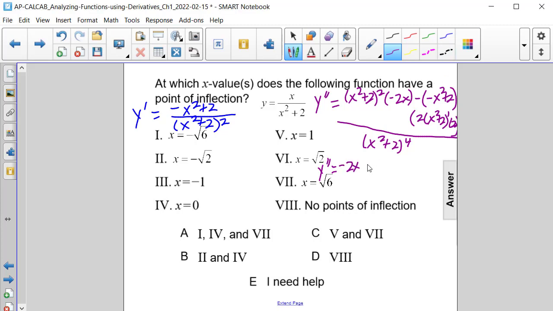We can rewrite this as y double prime is equal to negative 2x times x squared plus 2 to the second, minus 4x, because 2 times 2x is 4x, and then we're going to have two factors here. We're going to have negative x squared plus 2, and we're going to have x squared plus 2 also, all over x squared plus 2 to the fourth. Well, all of these terms have at least one x squared plus 2. So this 2 becomes a 1. This one over here cancels out and goes away, and this 4 becomes a 3.